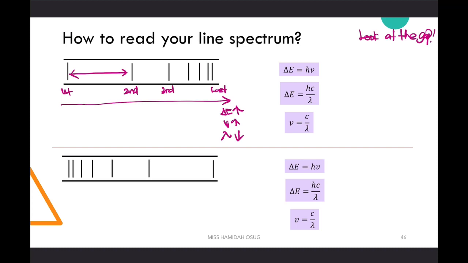So for the second example, okay, macam saya katakan tadi, kita kena tentukan baca dari kiri ke kanan atau kanan ke kiri.